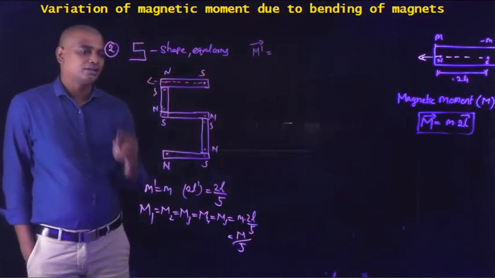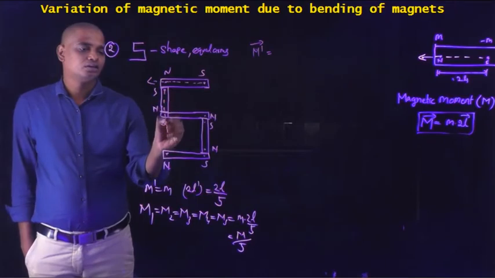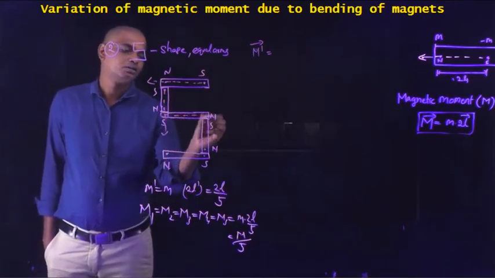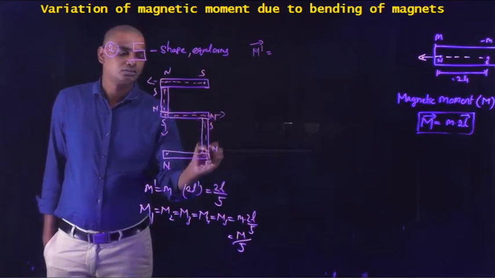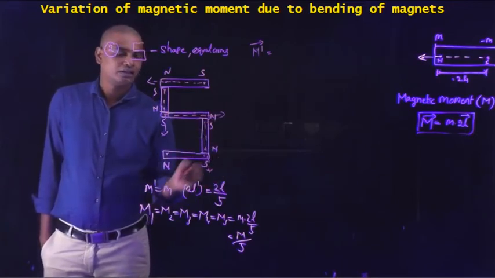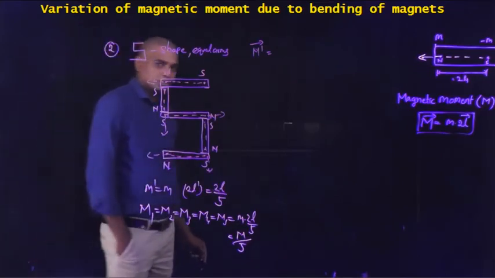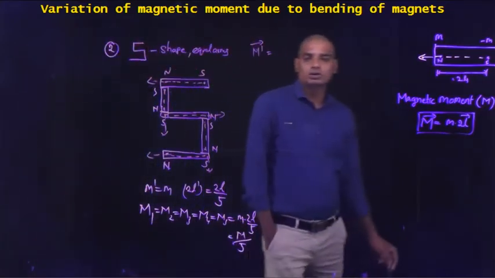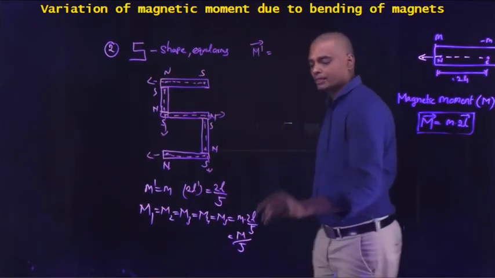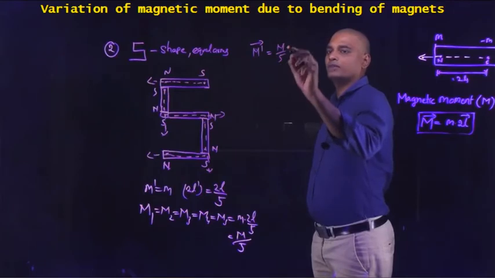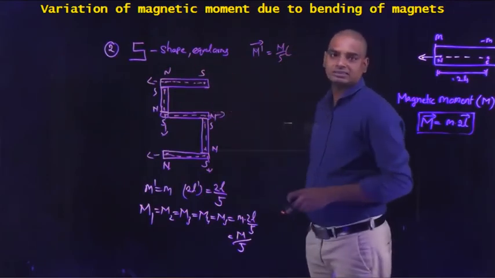First one is negative x-axis, here negative y-axis, and here positive x-axis, negative y-axis, positive x-axis. Right. So therefore the value can be m by 5. m1 bar is equal to m by 5 into, whose direction is negative x-axis.